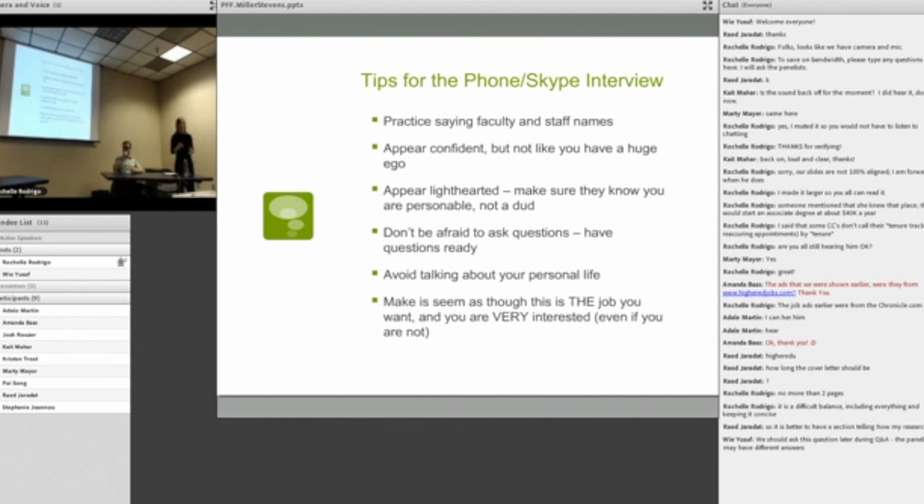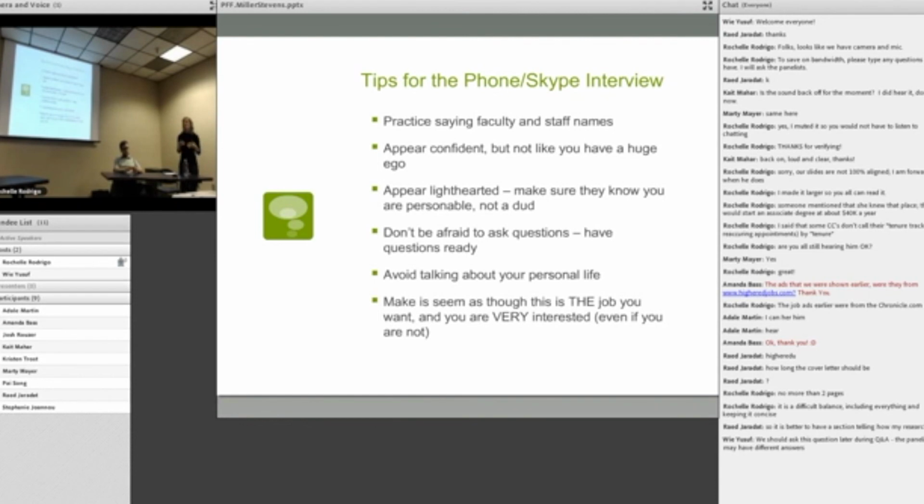Practice saying faculty and staff names. And this sounds a little silly, but it is really important because sometimes there are names that are difficult to pronounce, and if you're not sure, ask your friends. How do you think you pronounce this name? And if it's during the phone interview, say, I'm sorry if I didn't pronounce your name correctly, or can you please tell me how you correctly say your name, just to be respectful.